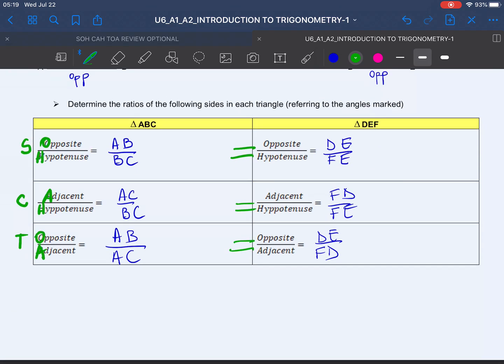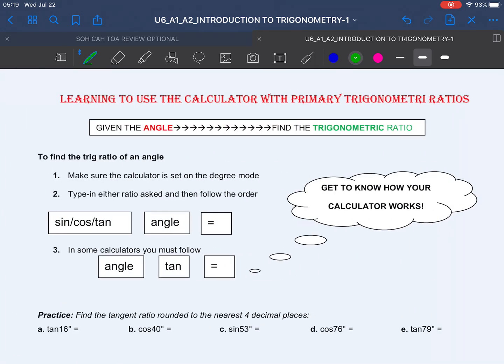So now that we know what the ratios are, let's take a look at how we can use them. If we know the ratio of an angle, we can find the angle. And if we know the value of an angle, we can find the ratio. So first, we're going to start with finding the trig ratio of an angle. Step number one is you want to make sure the calculator is set in degree mode. And you have to type either ratio and then follow the order. So if you're asked to find sine, you're going to press sine. You're going to type the value of the angle and then the equal sign.